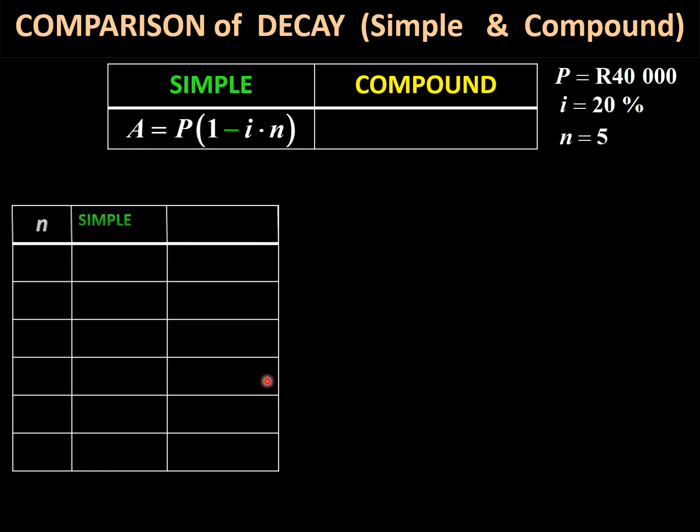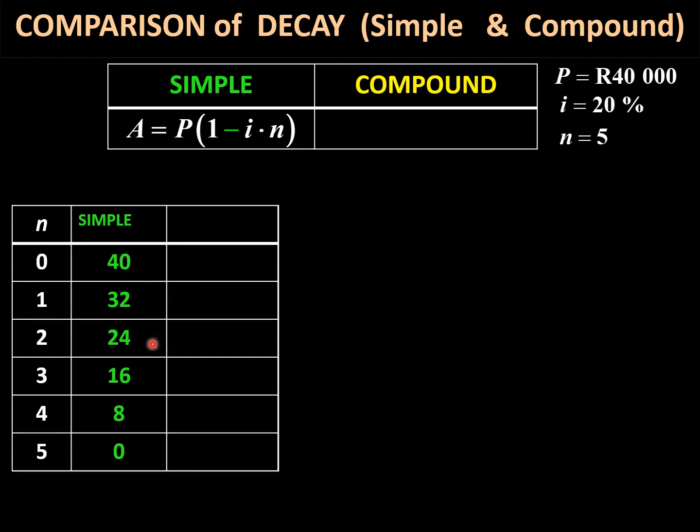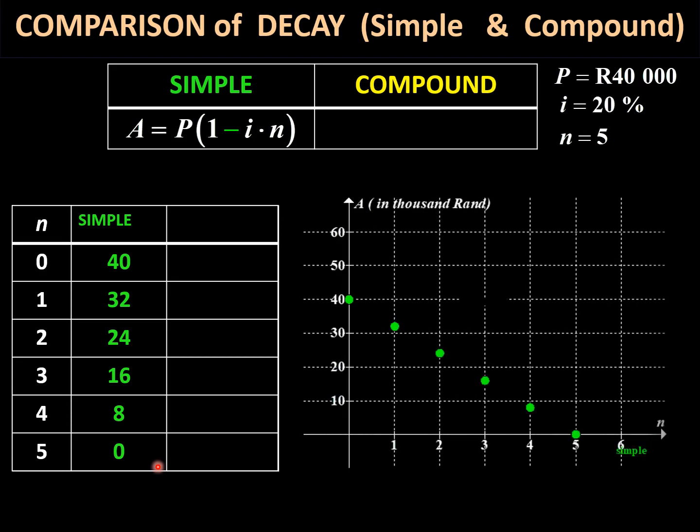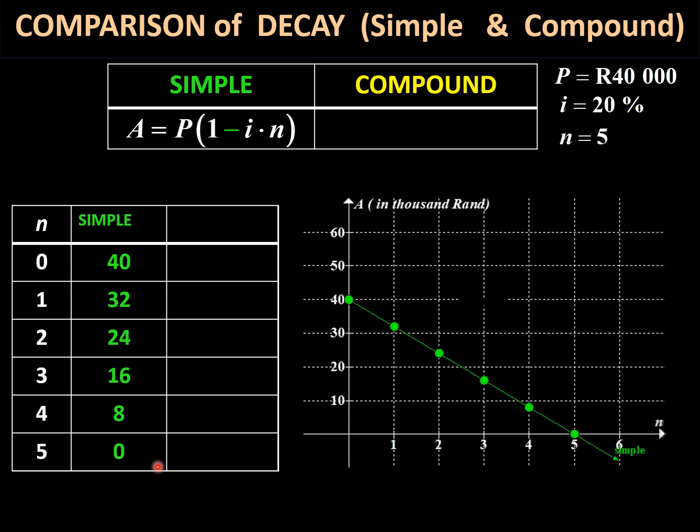So let's see now. We start off with 40,000. I just don't have the thousands in there, and you can see it depreciates by 8,000 and another 8,000 and another 8,000, until eventually after 5 years its value is 0. So when we have a simple decay, the end value there would be 0. Before we look at compound, let's look at it graphically, and you can see that the simple decay gives me a linear relationship, and after 5 years, in this case of the 20%, the value would be 0.